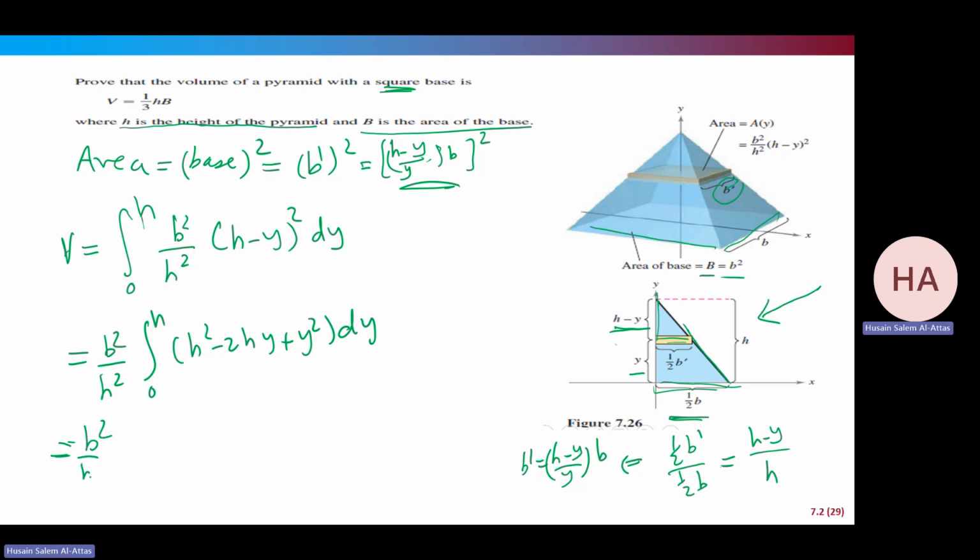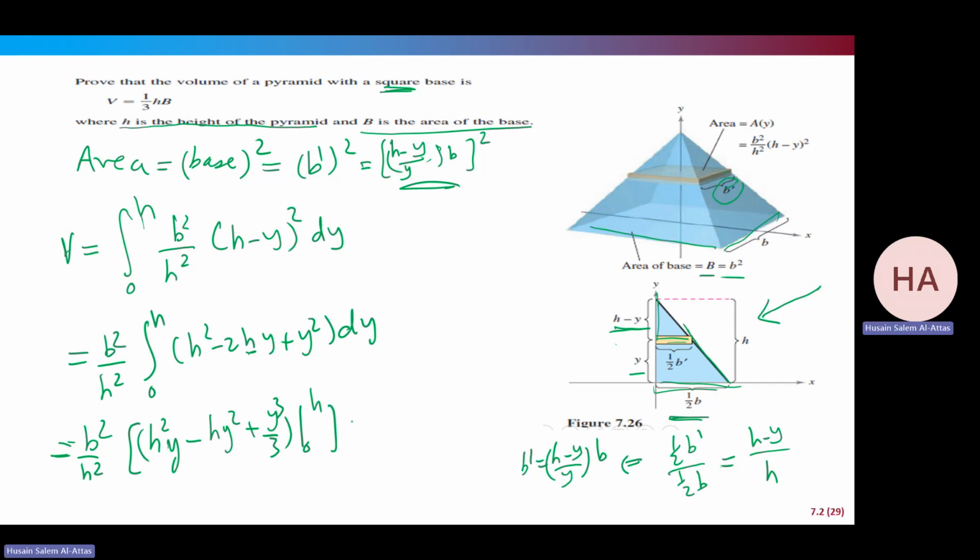B squared over h squared of what? H cubed, h squared x, huh? H squared y. H squared is just a value. Minus. Now h is just a value, the integral of 2y, which is y squared plus y cubed over 3, from 0 to h.